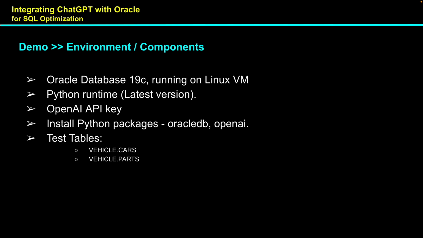Here is the demo environment. I have installed Oracle Database 19c running on a Linux VM and installed the Python runtime, and I have created an OpenAI API key. Also, I have installed the Python packages Oracle DB and OpenAI. Also, I created two test tables under the schema vehicle. The first table is cars, it's a cars inventory, and the second table is parts, it's an auto parts inventory, and I have loaded both tables with about 20 million records in each table using a script.